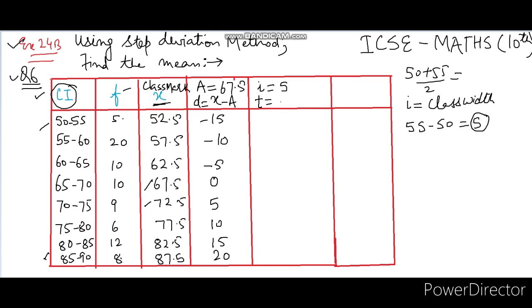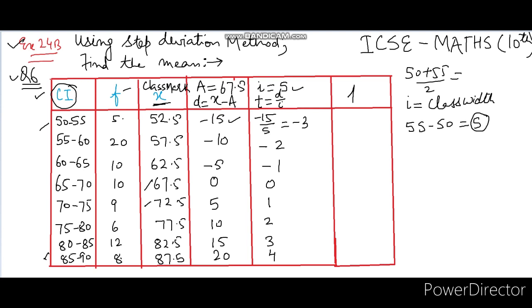And what is the meaning of t now? t is nothing but d divided by i. Each d is there in our previous column. We are going to divide it by i, which is equal to 5. Minus 15 divided by 5 will give me minus 3. Similarly, dividing each d by i, I will keep on writing the answers as minus 2, minus 1, 0. Then 5 divided by 5 would give me 1, 10 by 5 is 2, 15 by 5 is 3, 20 by 5 would give me 4. This is the new step in this method only.